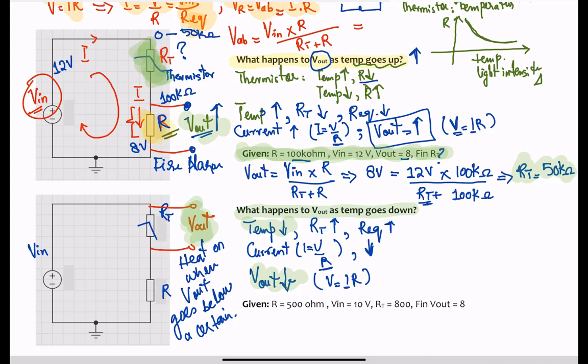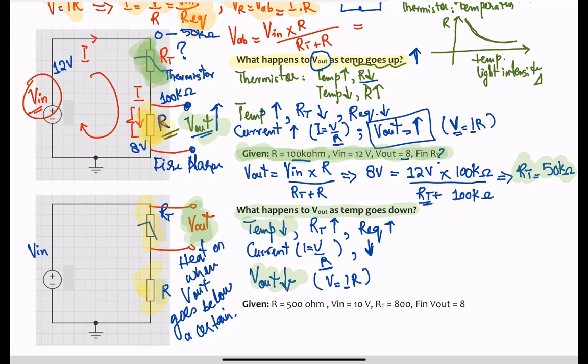and therefore you need to turn the heat on. So this is how you can use a voltage divider to find out the specific values for the resistors. Remember, this resistor value is going to be the fixed value for the R. These are the fixed resistor values. These values will change as a function of the temperature.